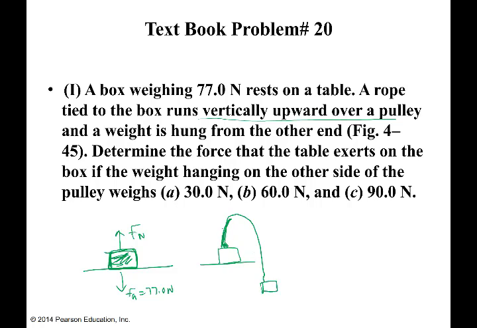So now we have a pulley over here, and the weight is hung on the other side. So this is going to either pull it, it will depend on the weight that is hanging on the other side. This is M1, this is M2. Determine the force that the table exerts on the box if the weight hanging on the other side of the pulley is 30 Newtons, 60 Newtons, and 90 Newtons.